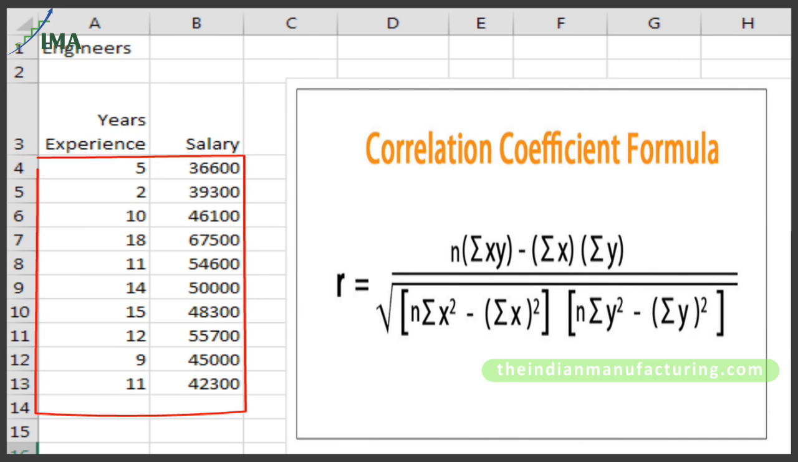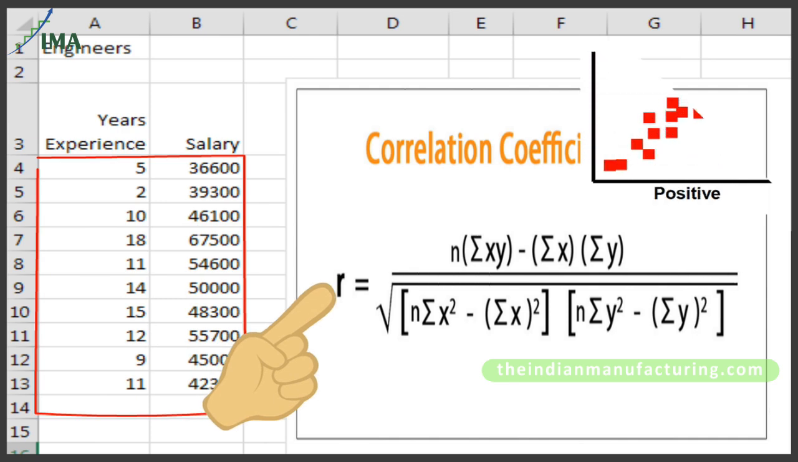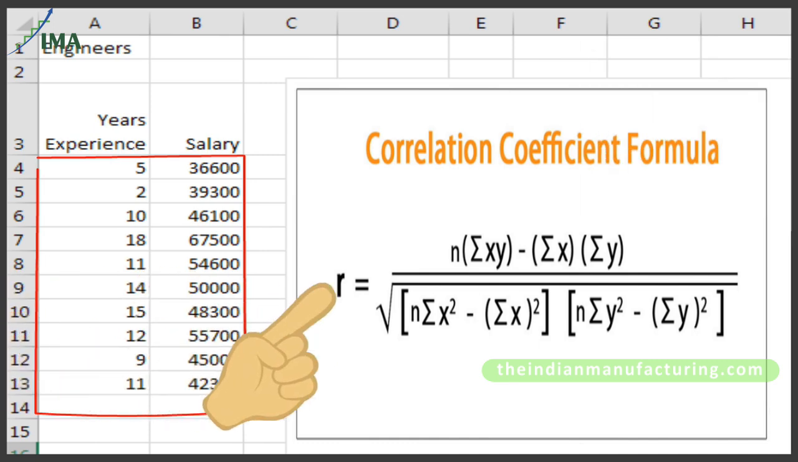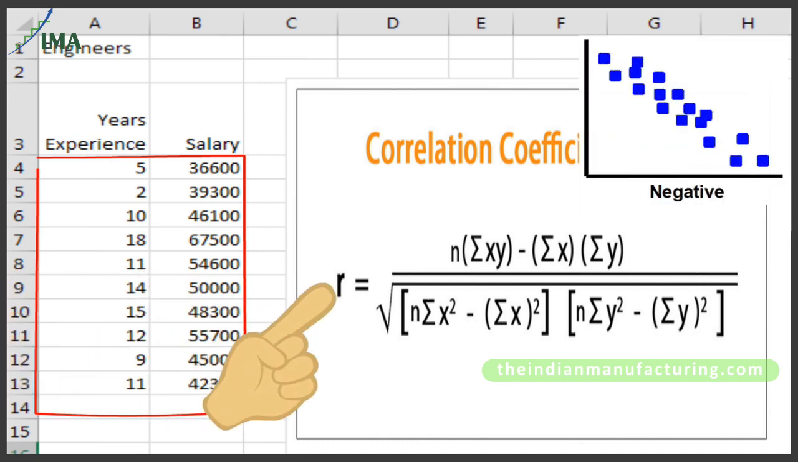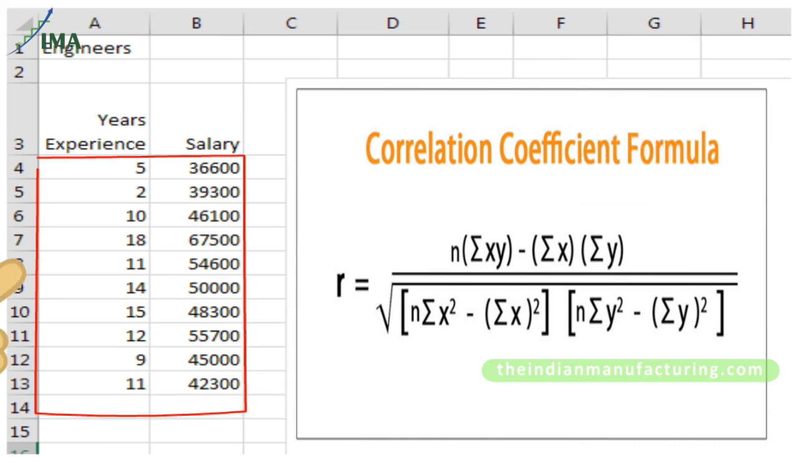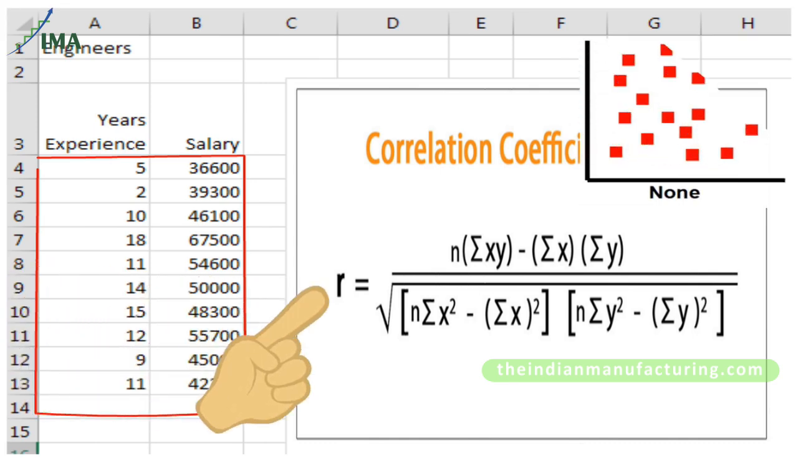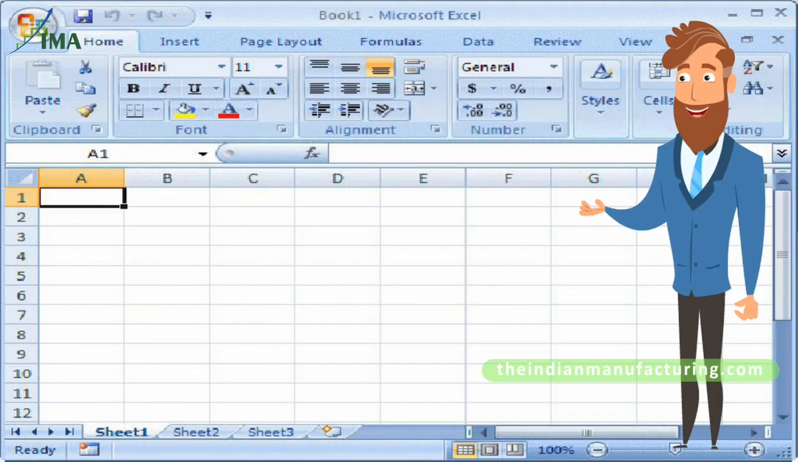Formula is shown below. If R is equal to positive 1, then the two variables are perfectly positively correlated. If R is equal to negative 1, then the two variables are perfectly negatively correlated. If R is equal to 0, then there is no correlation between the two variables. You can use Excel to calculate the correlation. You do not have to worry about doing this calculation manually.